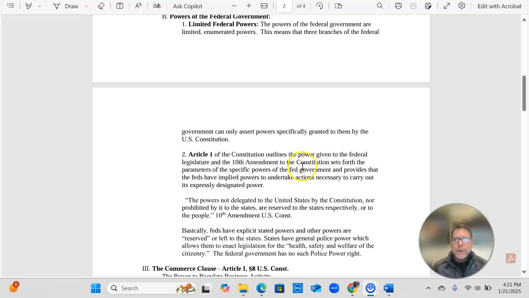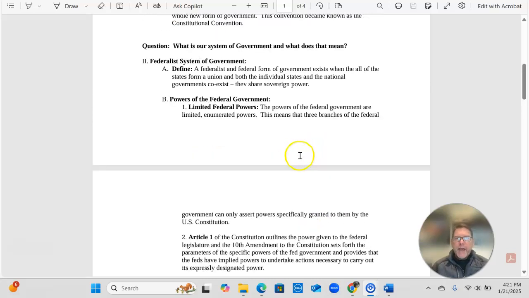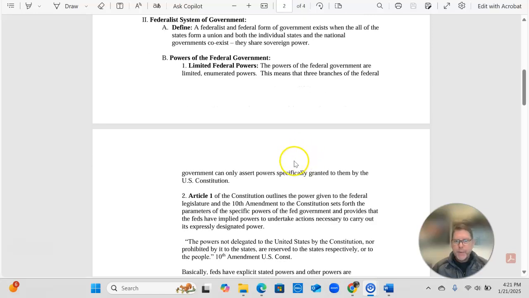So here we are. We have this limited federal government, by definition, by the Constitution, limited only because they are enumerated powers, or spelled out powers, in the U.S. Constitution. I just read you the powers.